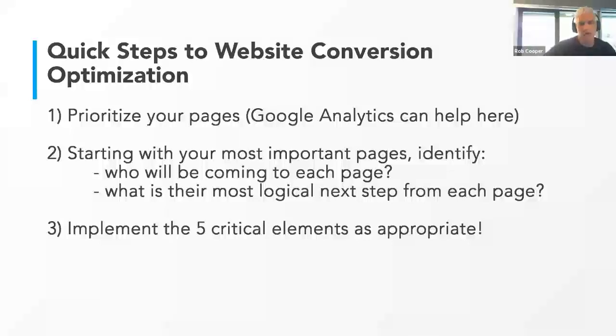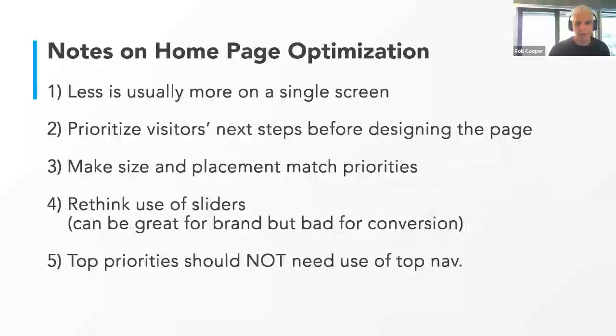So you're gonna look at, well, who's gonna be arriving at each page? Who's the most important visitor that's gonna be arriving? What's their most logical next step from each page? And at that point, it's really simple. Okay, well, let's use those 5 critical elements. Let's make the language reflect why somebody came to the page, and let's gently steer them to that next logical step. It truly is that simple, or rather should be that simple.